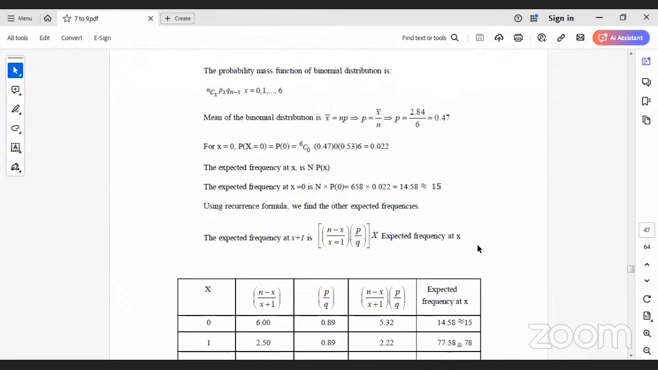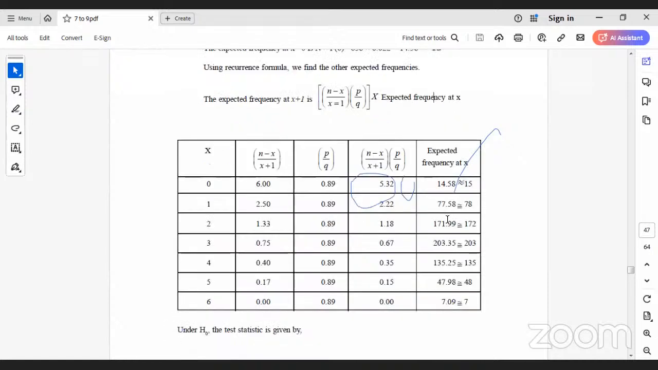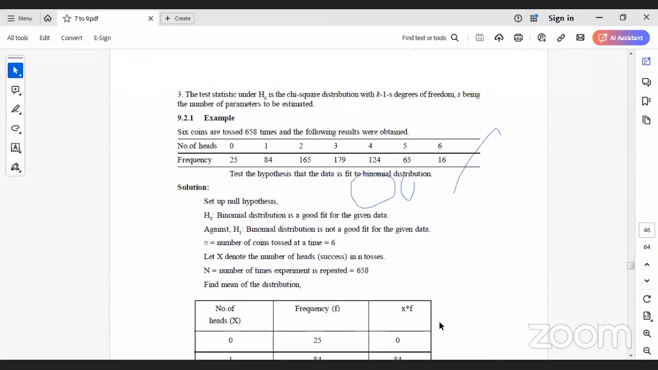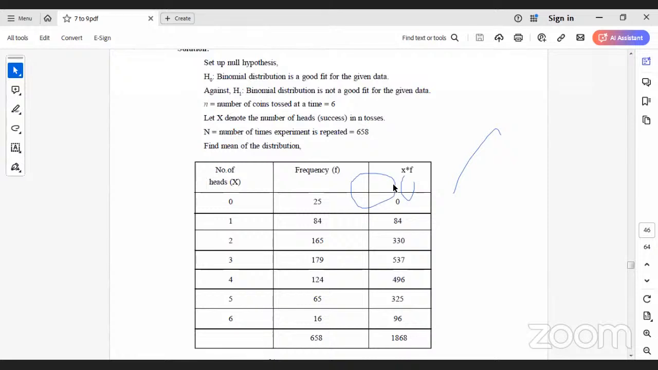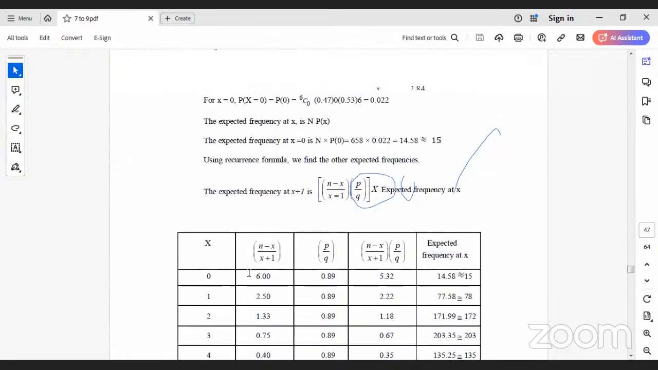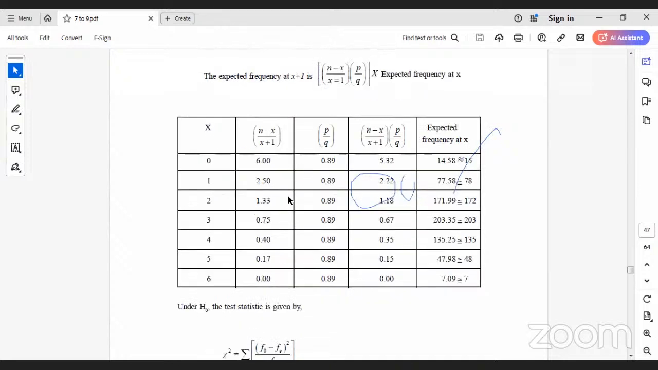The expected frequency for x equal to 0 is n into p0, where 658 is the total number, times 0.022. That is 14.58, which is approximately 15. Using the recurrence formula, for x plus 1, the expected frequency at x equal to 0, 1, 2, 3, 4, 5, 6 uses n minus x plus 1 over x, and the ratios are 2.50, 1.33, 0.75, 0.10, 0.17.